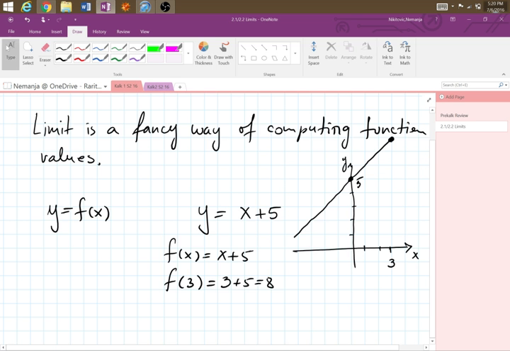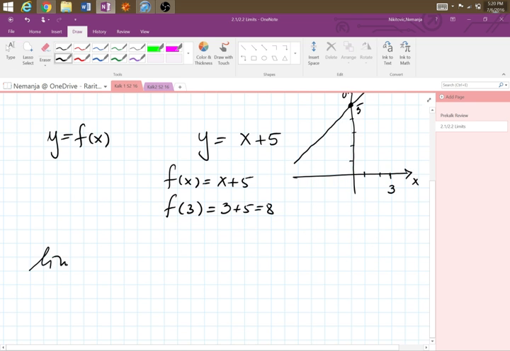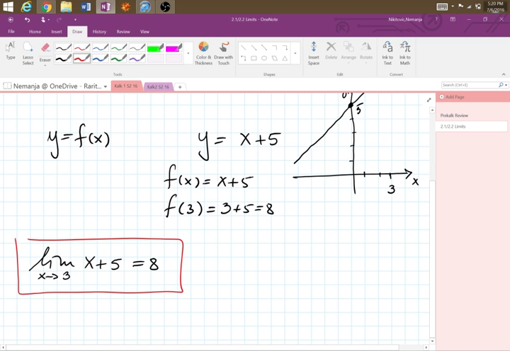I'm going to claim that the limit of x plus 5 as x goes to 3 is also 8. And this is what we are learning today: trying to understand what the similarities and differences are between the two methods, and also why we actually need limits. If the function values are computed just fine using the pre-calculus methods we learned a year ago, why would we have anything extra to add to it?